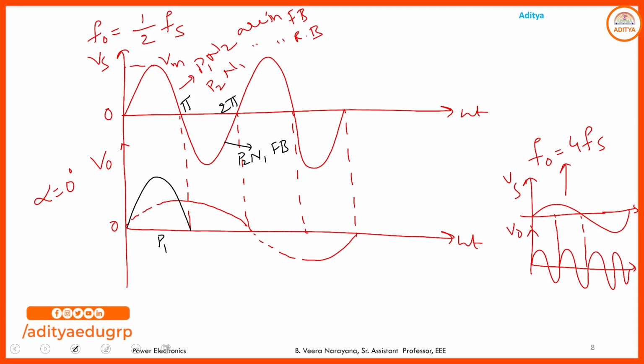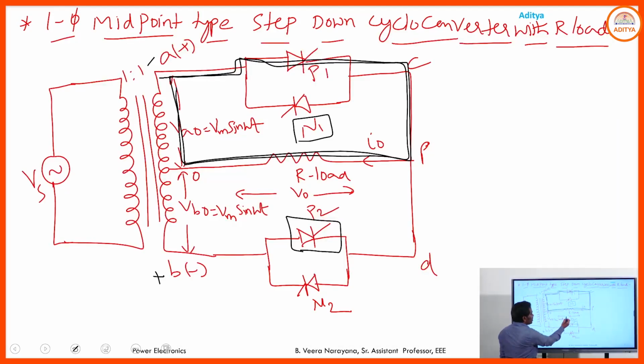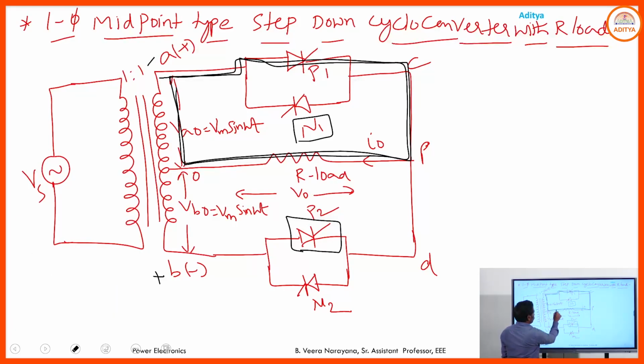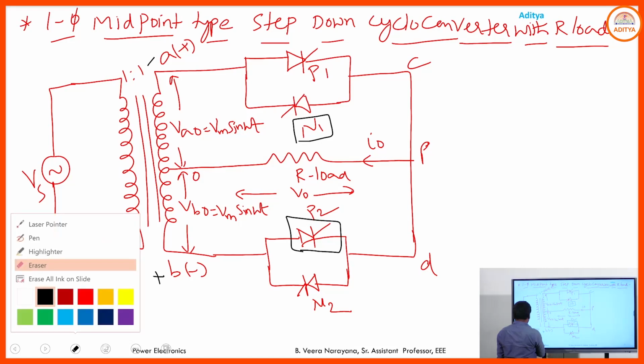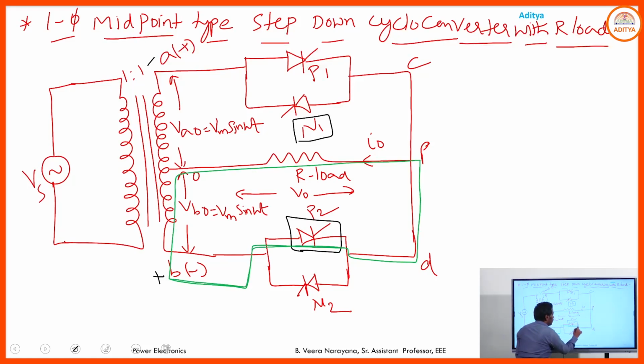So if you want to collect the positive output voltage, you should trigger P2. If P2 is in the on state, then the current flows through the circuit like this: B plus, P2, D, P, R, O minus and B plus. In this way, the current flows through the circuit. So here the current always flows from P to O.